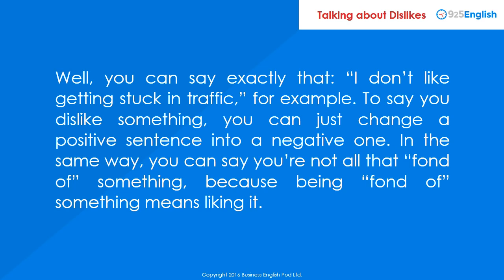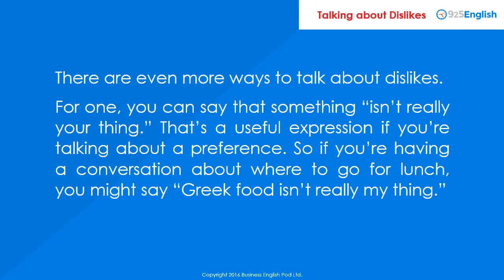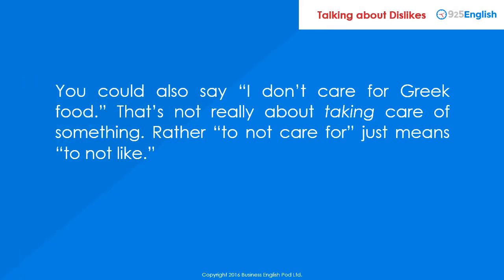In the same way, you can say you're not all that fond of something, because being fond of something means liking it. There are even more ways to talk about dislikes. For one, you can say that something isn't really your thing. That's a useful expression if you're talking about a preference. So if you're having a conversation about where to go for lunch, you might say, Greek food isn't really my thing. You could also say, I don't care for Greek food.